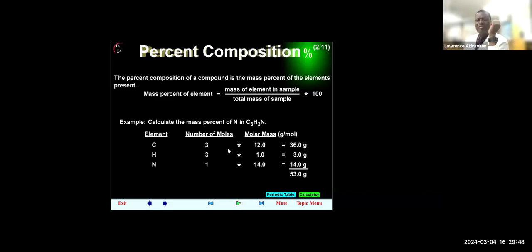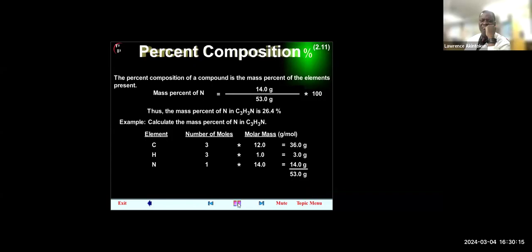Now remember that we are only looking for the mass percentage of nitrogen. So it's going to be the mass of the element we're looking for, which is nitrogen, 14, over the total mass, which is 53. Mass percent of N equals 14.0 grams divided by 53.0 grams times 100. Thus, the mass percent of N in C3H3N is 26.4%. All right, make sure you take down notes before you continue.